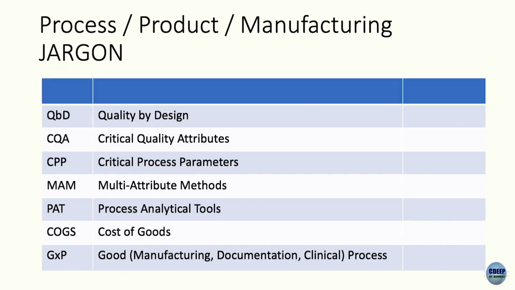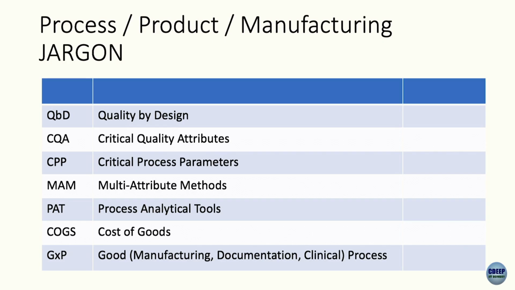So, some of the jargons that we are using, these are important to be known. Already I explained it. QBD is quality by design. How we are ensuring quality by designing the experiment so that the product is of good quality. CQA, critical quality attributes. So, critical quality attributes are the important parameters for quality that the drug must have.